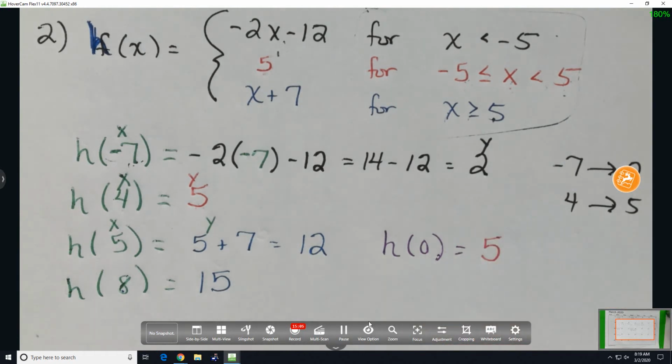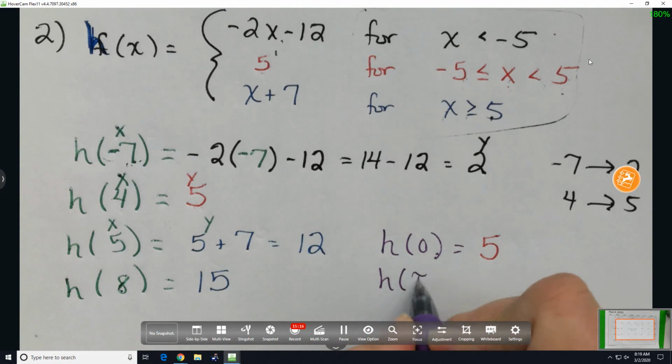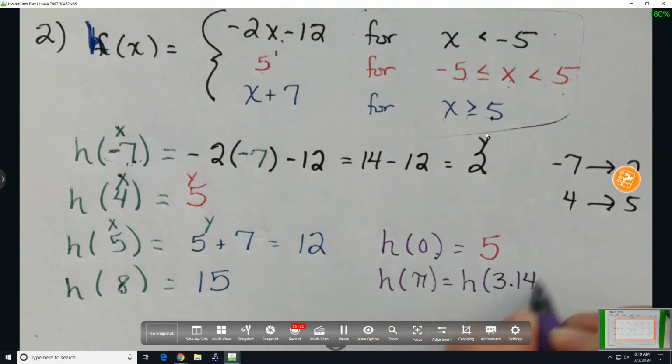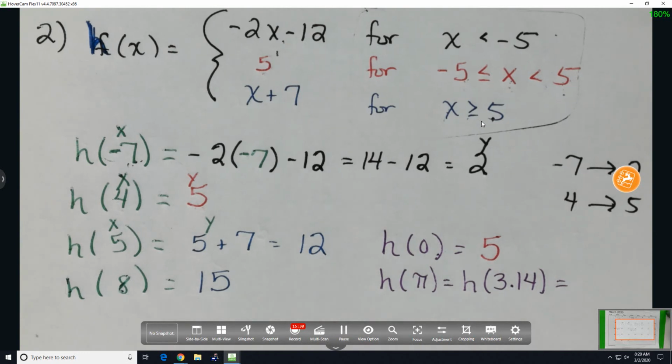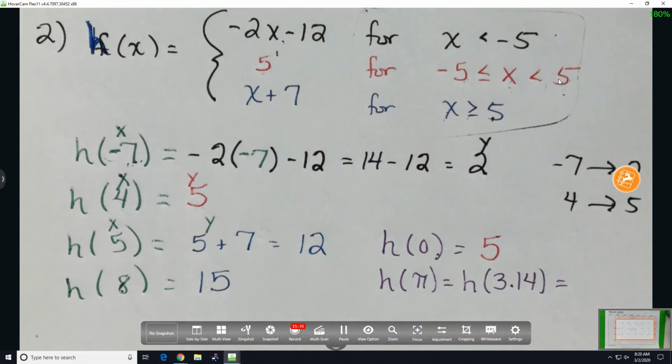Now what about h of pi. H of pi. Oh, I'm not going to do that, Tim. 3.14, no. Well, they're smarter than you think, Tony. 3.14, where would it be? Which one? The first, second, or third? That Greek letter pi, the ratio of the circumference of a circle to its diameter. You may have seen it in geometry. The second one, 3 point anything is between negative 5 and positive 5. Okay. So it'd be another positive 5.